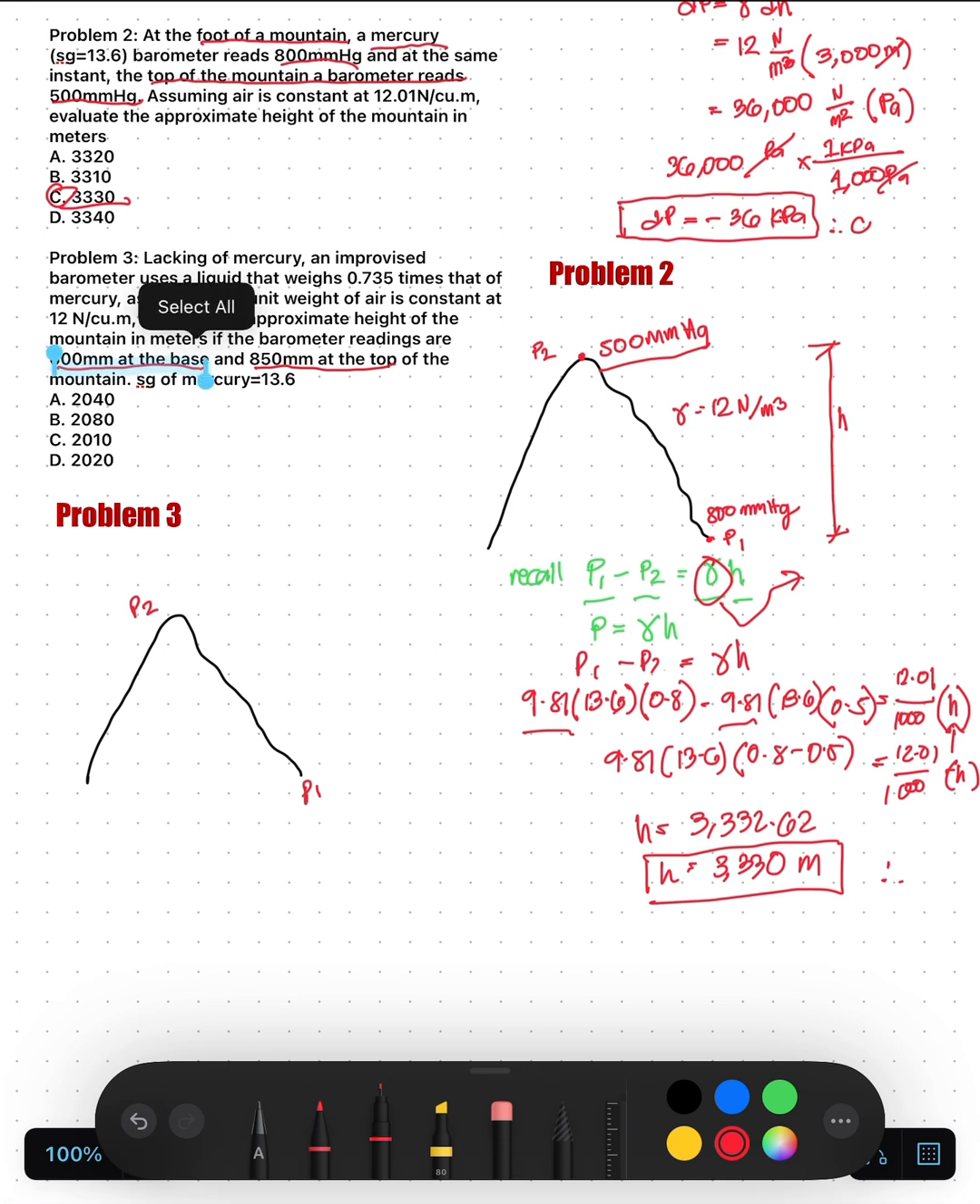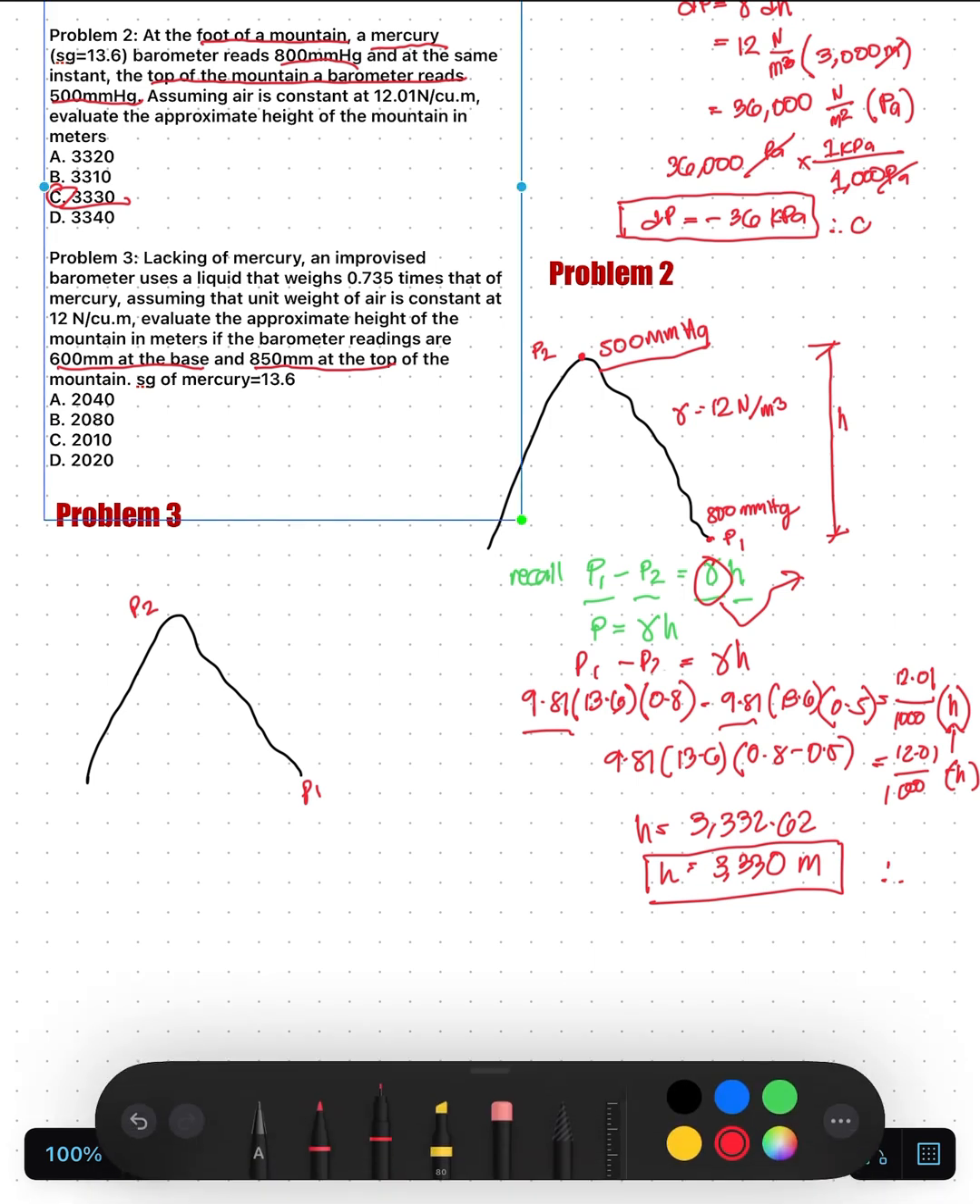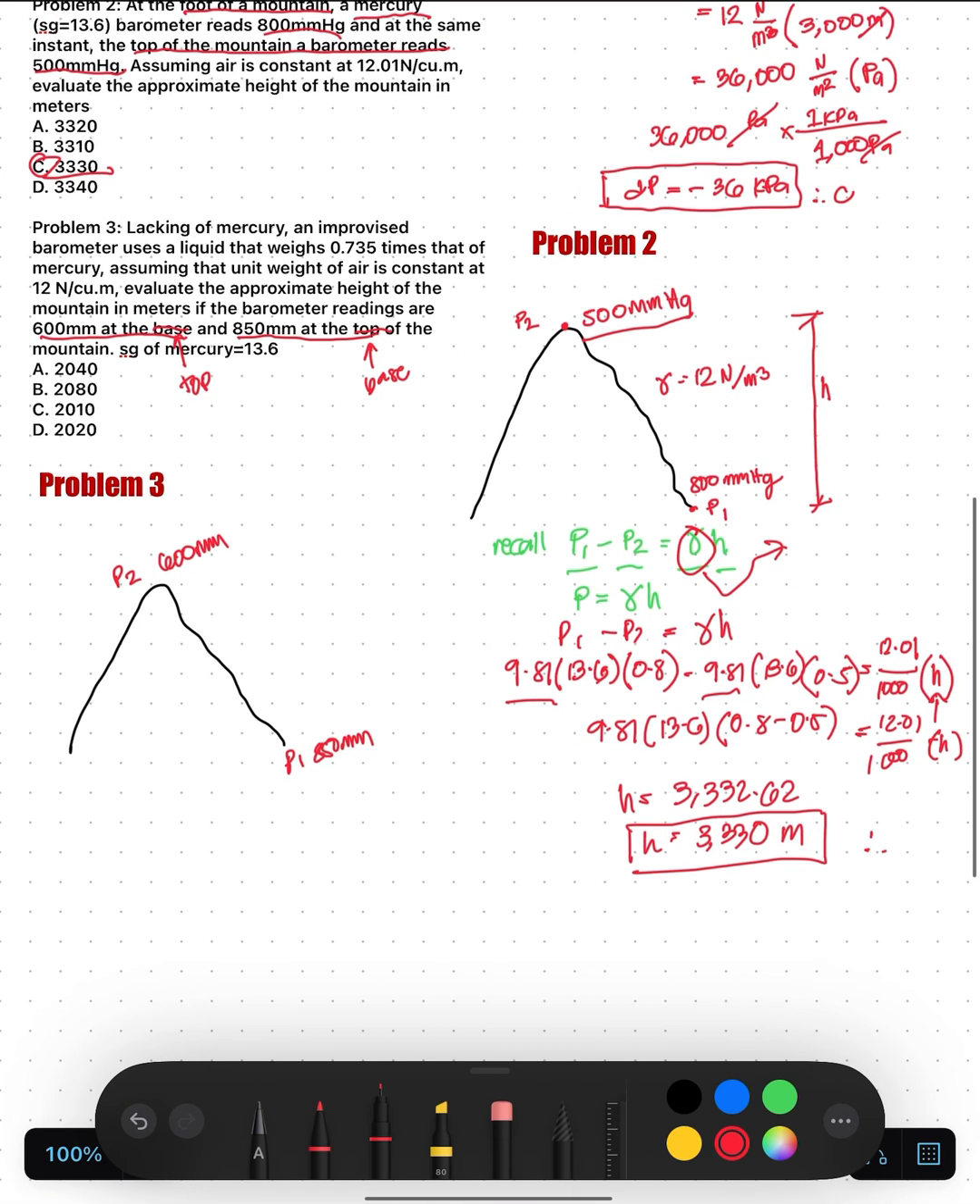Actually, this is the top, and this is the base. So at point 1, that is 850 mm. Point 2, that is 600. Just an error. I will not write mmHg since it is not mercury. We're using a liquid that is 0.735 times that of mercury by weight.